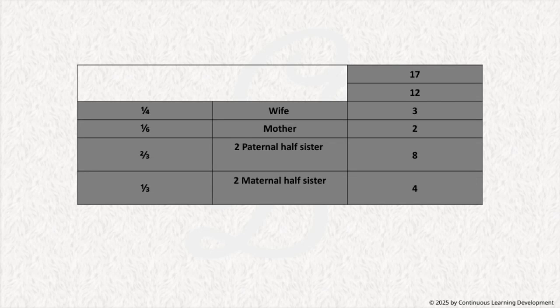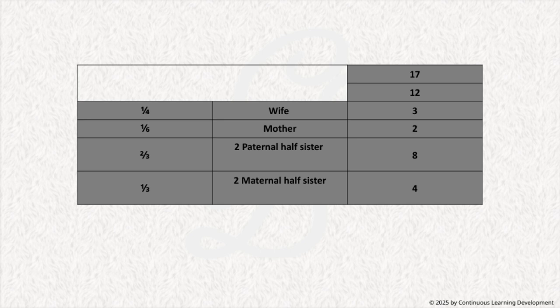All right, let's take a closer look at this slide. On the left, we see a sequence of fractions and relationships, which might seem a bit complex at first glance. But what we're really doing here is breaking down family relationships and how they connect through shared genetics or familial ties. For instance, the quarter relationship indicates a certain degree of shared genetics, like with a wife, who is listed here with a value of 3. Moving on, the sixth relates to a mother, with a value of 2, which could represent a different level of genetic sharing or familial connection.